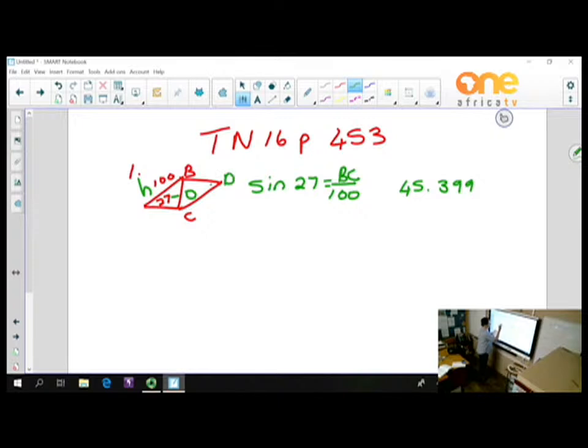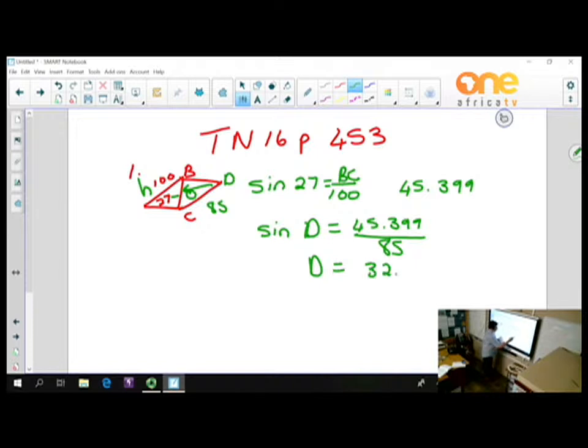Now we go to this one. We want to find D. Which 2 sides do you have from the angle? This is the opposite, and this is the hypotenuse. So it will be sine again. So sine D is equal to, now I use that unrounded information, over 85. Which method? Angle second function. So D is equal to, and I got 32.3 degrees. Angles are rounded to 1 decimal place, unless they say something else.